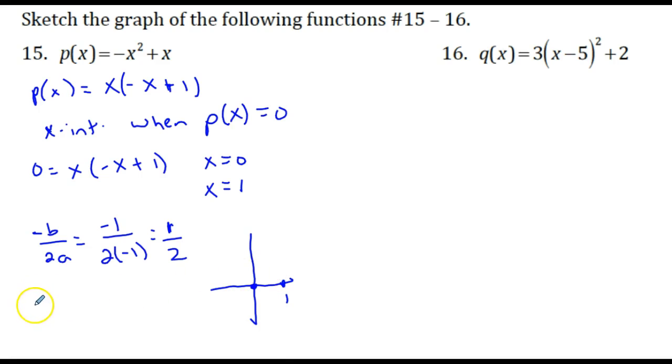When I find p of 1/2 and substitute 1/2 in place of x, we end up with a value of 1/4. So I put in 1/2 for x here, a 1/2 for x here, and do the calculation. I have 1/4. So this would be the point here. We'll say 1/2, 1/4. That'd be our vertex. So this is a quick little sketch of the parabola represented by p of x. X-intercepts at 0, 1, vertex at 1/2, 1/4.